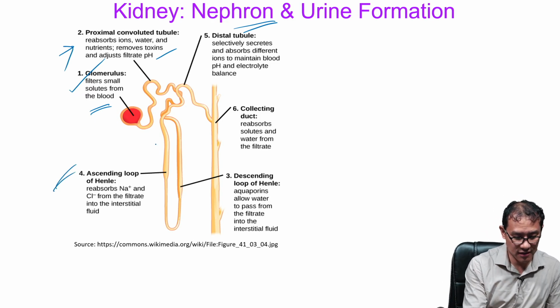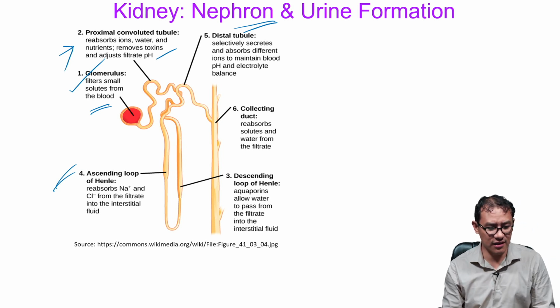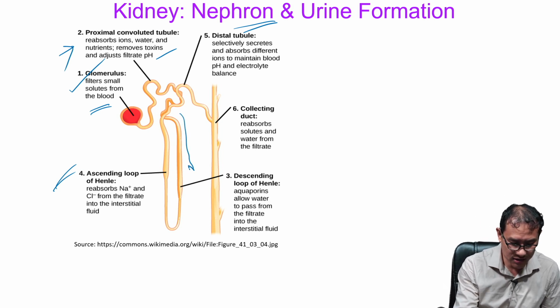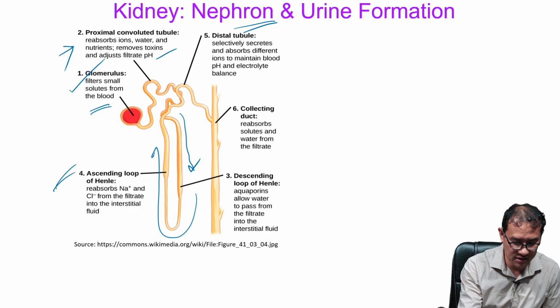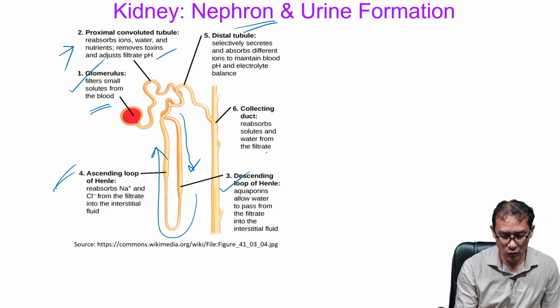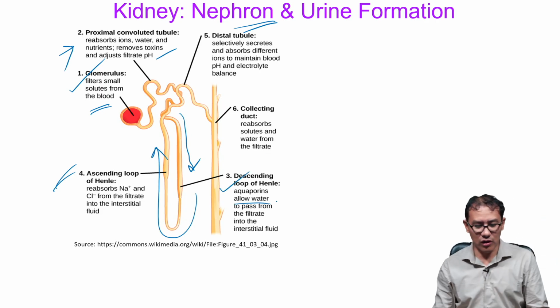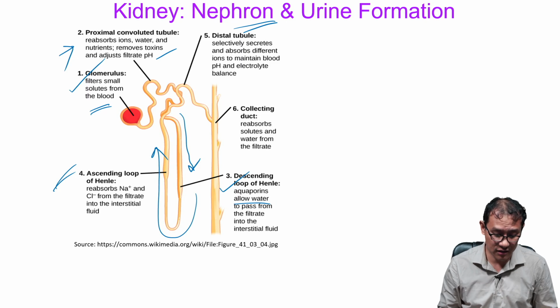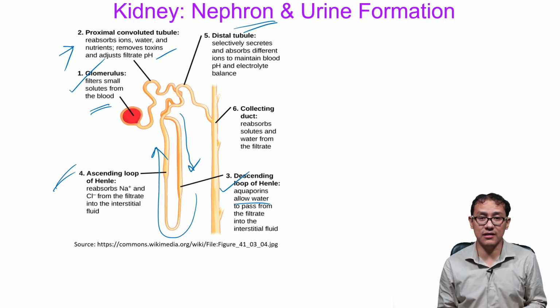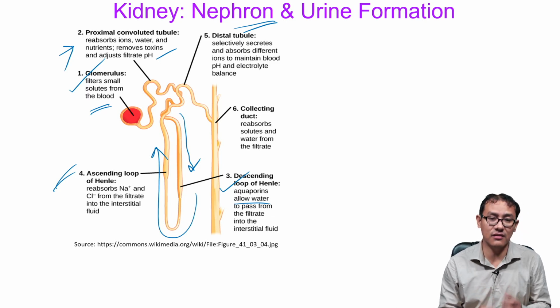Then there are the ascending and the descending limbs of the loop of Henle. This is the descending limb of the loop of Henle, and from the descending it is the ascending limb. In the descending limb, different aquaporins are present, so water passes freely. That's why it is known as the concentrating segment.